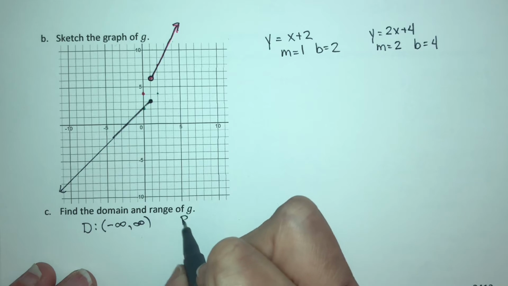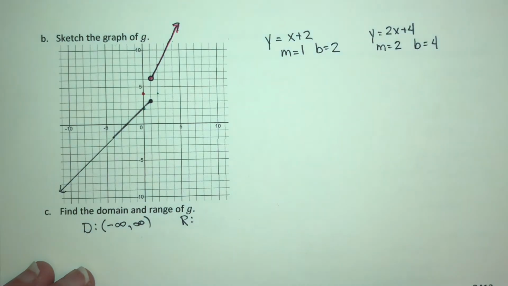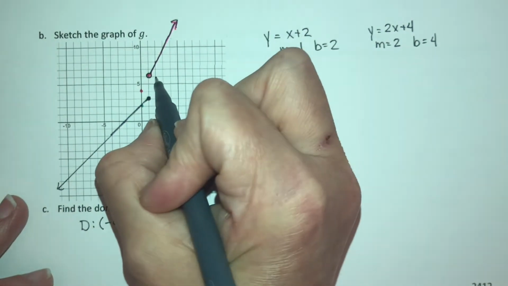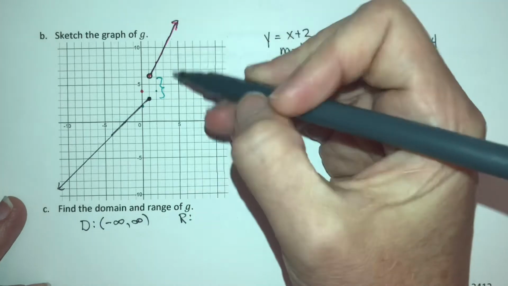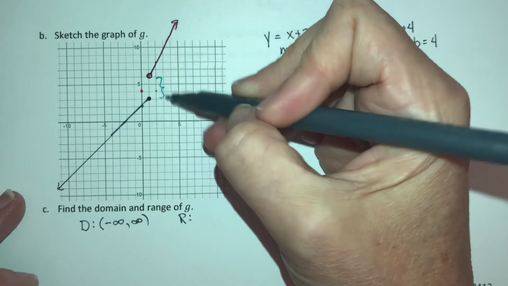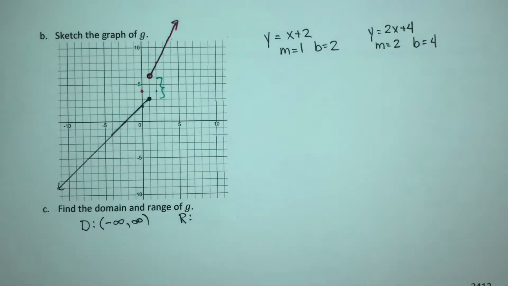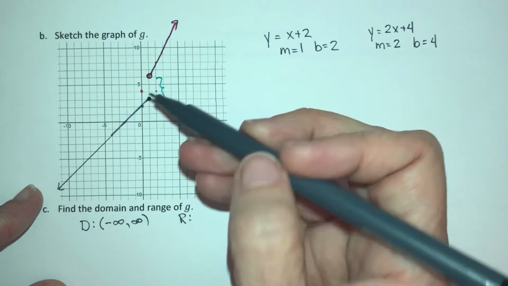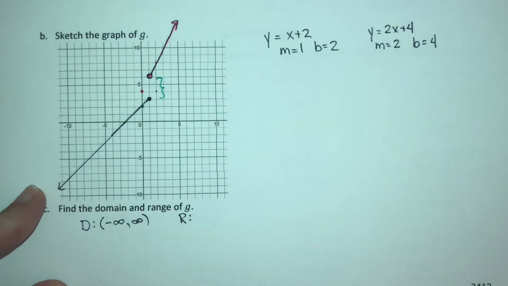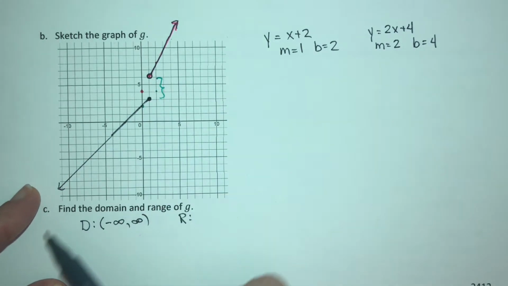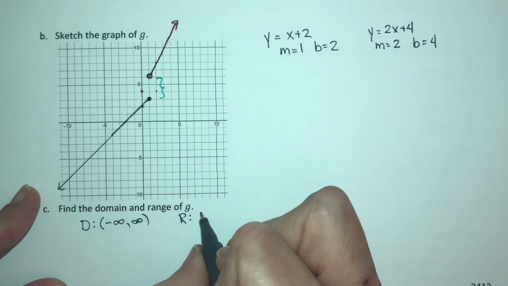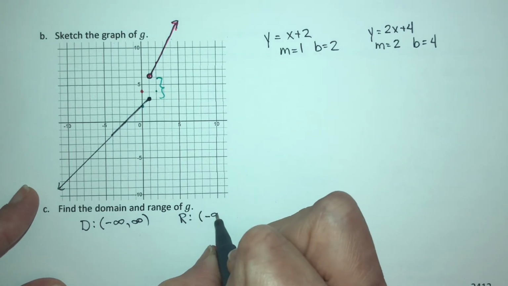Now the range. This will be every y value where my graph exists. Now as far as the y values go, there is a jump right here. So this area is not going to be part of my range. Remember, range, you're talking about your y values. So you want to decide, first of all, the lowest y value possible. Well, this continues down forever. So it goes down to negative infinity.